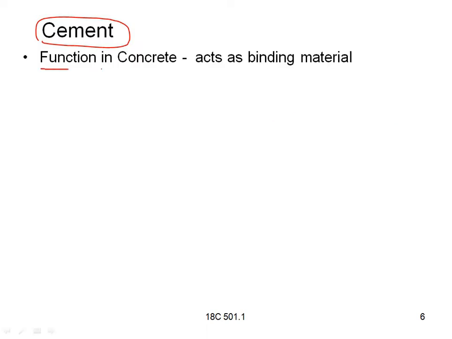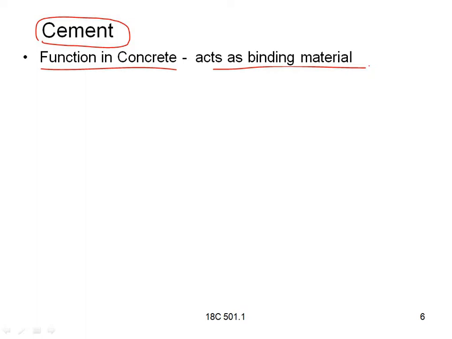And the next one is cement. Cement is the heart of the RCC. And cement, its function in concrete is to act as a binding material. For every structure, cement is the main component material. Without cement, we cannot construct any structure. Okay, so many types of cements are there. Generally in every construction we are using ordinary Portland cement, OPC.